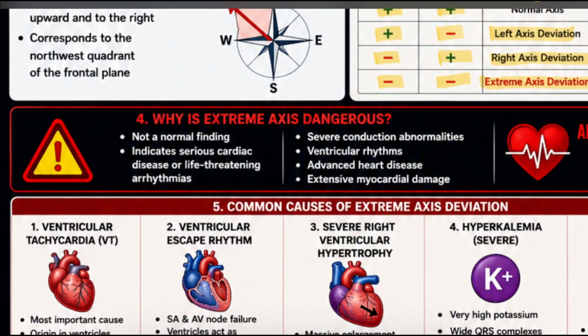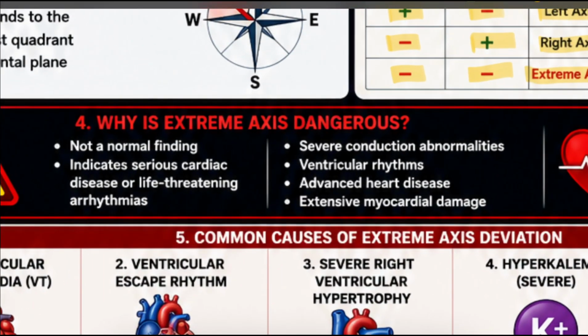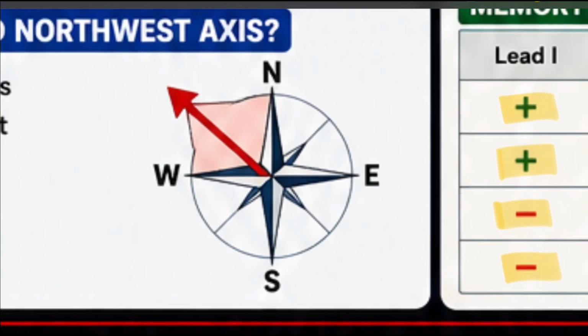Why is it called the northwest axis deviation? Imagine a compass. Instead of pointing downwards towards the ventricles, the electrical impulse is pointing upward and to the right. So this direction corresponds to the northwest quadrant, which is why it's called the northwest axis.